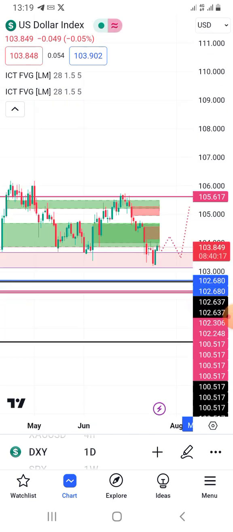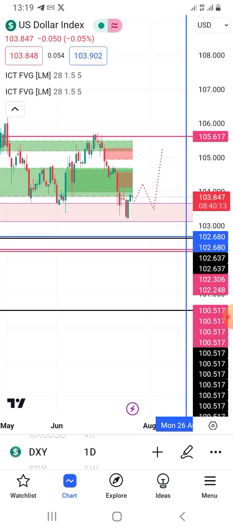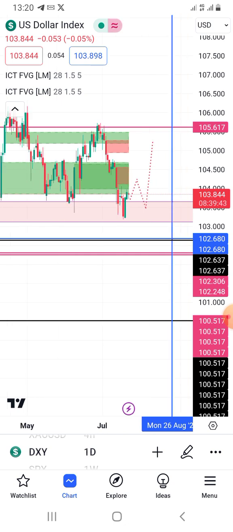Personally, I like to look for structures. What do I mean by structures? Because we said already, based on the monthly time frame, the order flow says the market is going to be buying. All right, so what do I want to see? I want to see break of structure to the upside, creating higher high, higher low, and all of that. Okay, so what do I want to see here?